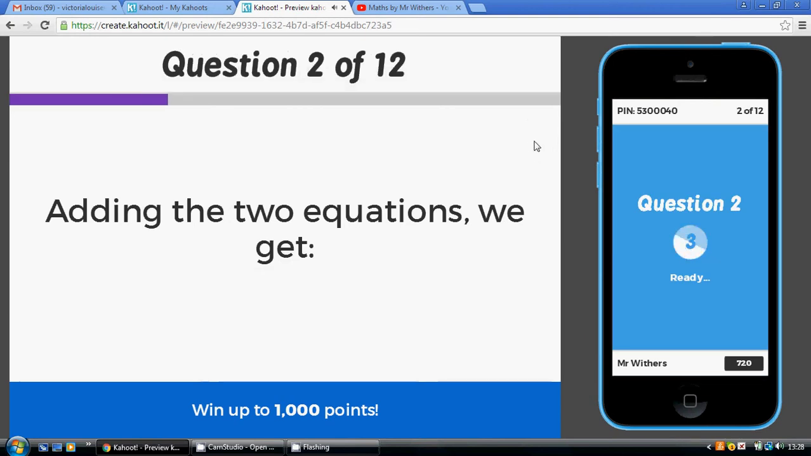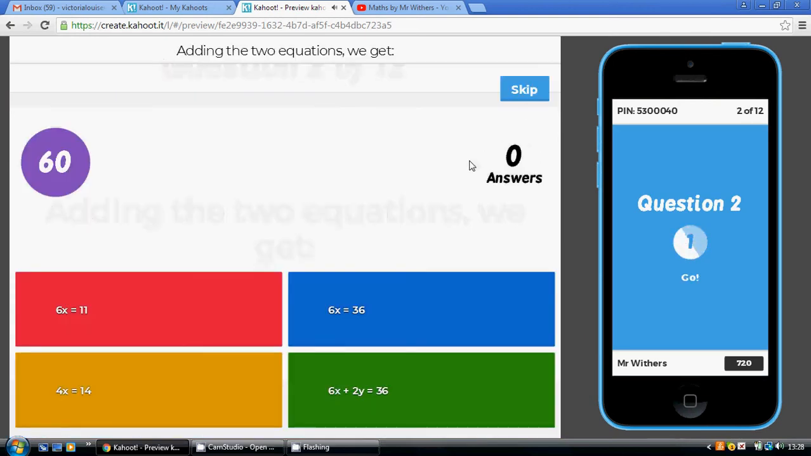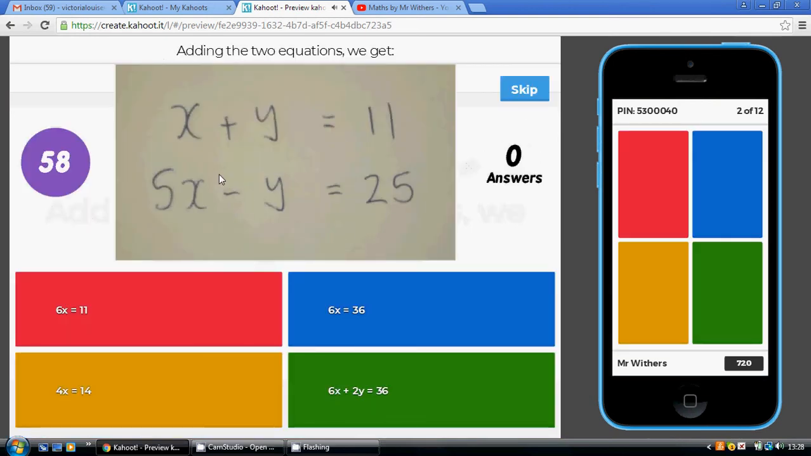So, having decided we're going to add the two equations, what do we get when we add them? Well, we're adding them together, so you've got to go along, add the x's, add the y's, add the normal numbers. So x plus 5x is 6x. Obviously the y's cancel out, that was the whole point why we added them together. So we've got 6x on the left, and 11 plus 25 is 36. So 6x equals 36.